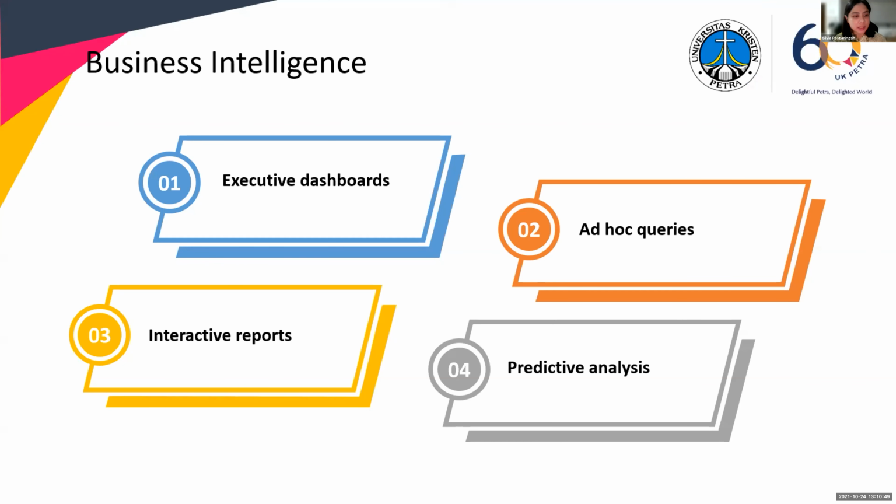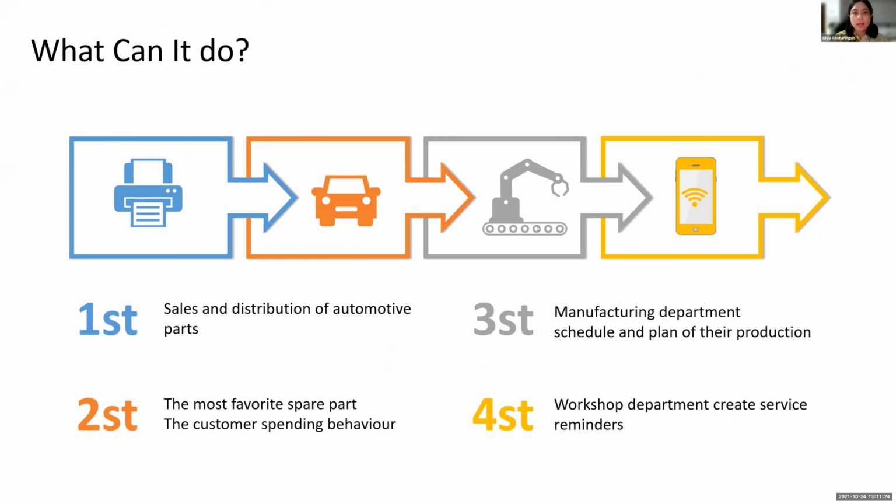As we know, business intelligence is widely used for reporting, visualization, and performing predictive analysis. These tools can be used to turn data into useful information for business decisions. It also has the ability to create a dashboard with visualization and interactive reports. It can also use ad hoc queries, and as I mentioned before, it can predict some information.